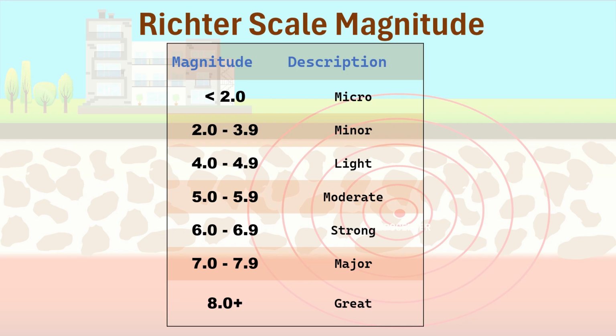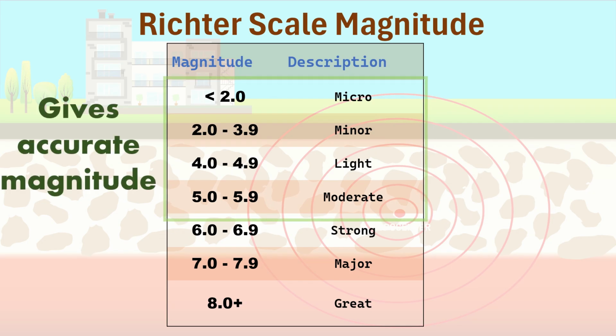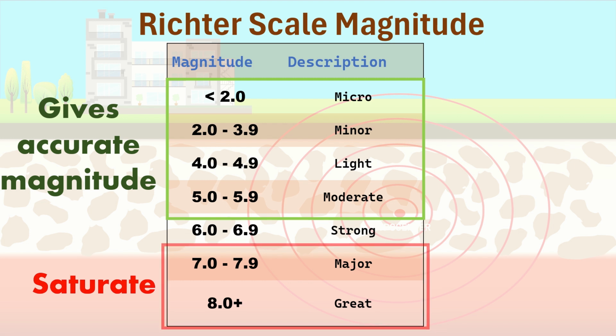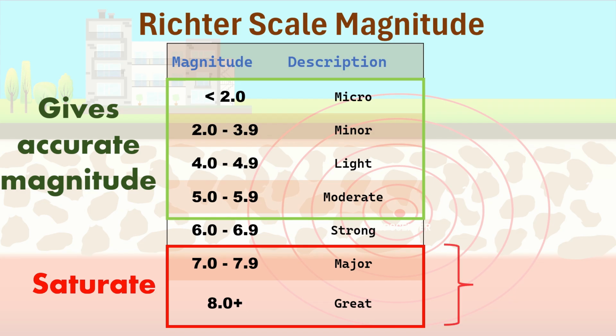However, the Richter scale works best only for small to moderate earthquakes. For very large earthquakes, it begins to saturate. Saturation means that beyond about magnitude 7, the scale cannot properly show differences in energy release, making huge earthquakes look similar, even when they are not.